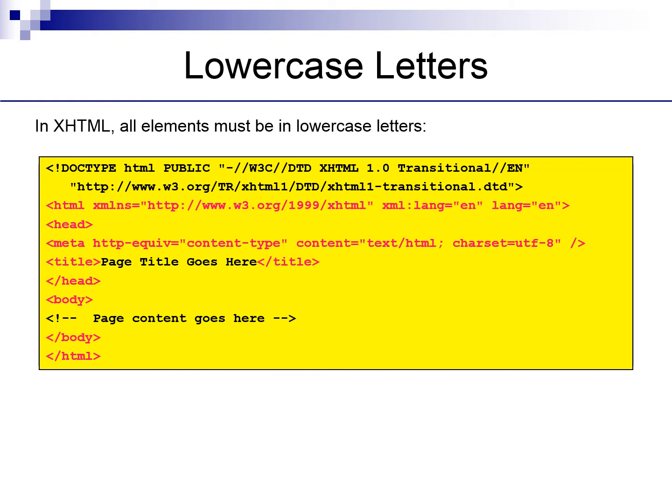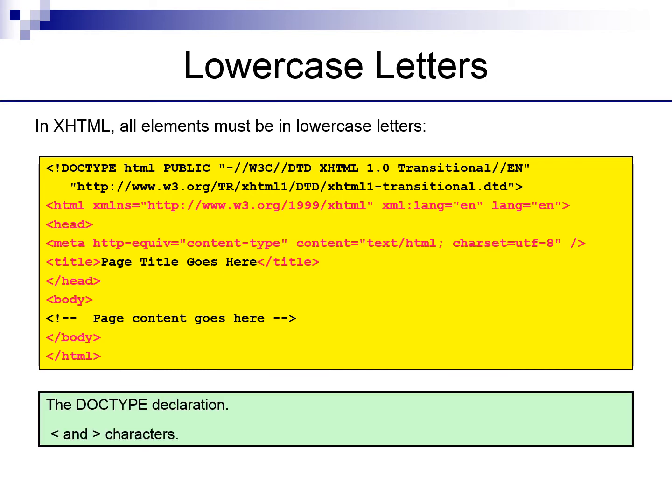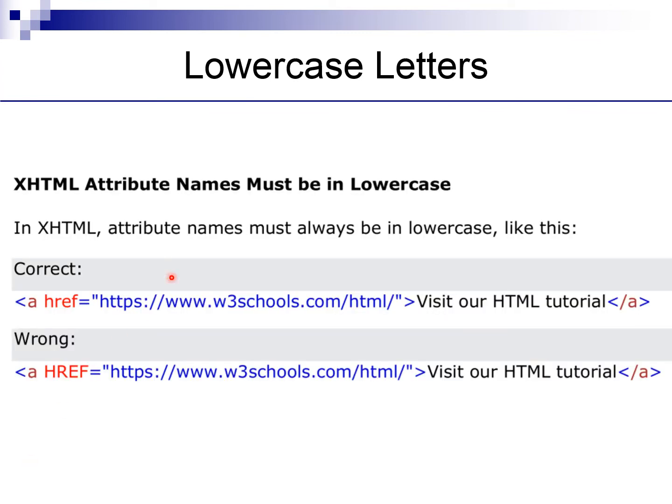All the elements must be in lowercase letters. The doctype declaration is not an element. Also, the lowercase rules apply only to the XHTML code within the open angle bracket and close angle bracket characters, not the actual content to be displayed on the web page. The XHTML attribute names must be in lowercase. Let's look at this example.